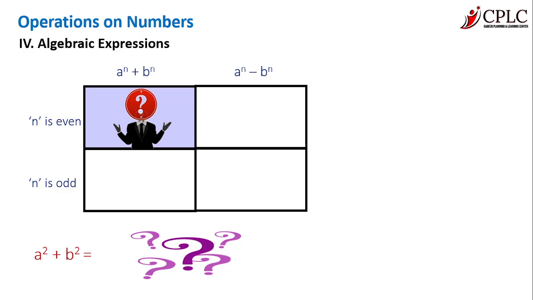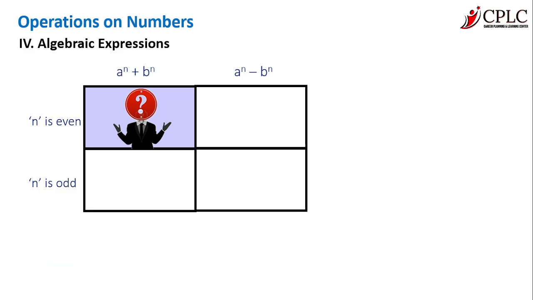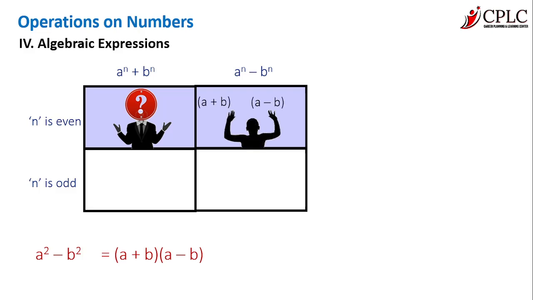But the one beside it, that is a raised to n minus b raised to n, when n is even: if you substitute the value of n as any even number, suppose 2 to begin with, the expression becomes a square minus b square, which is a plus b and a minus b. So what that tells you is that such type of expressions will always be divisible by both a plus b and a minus b. And this is how you can remember that. This is how you can understand that.